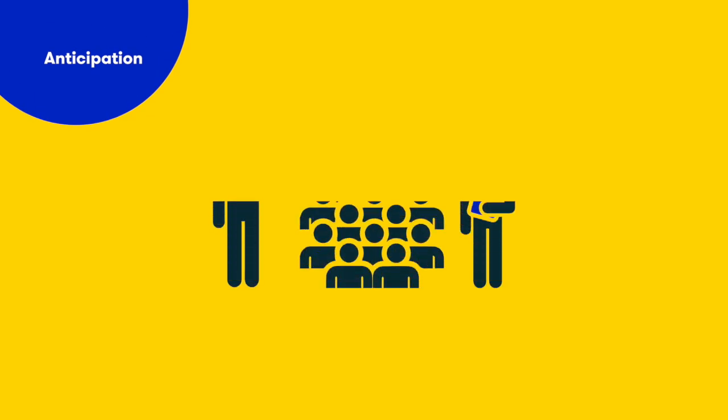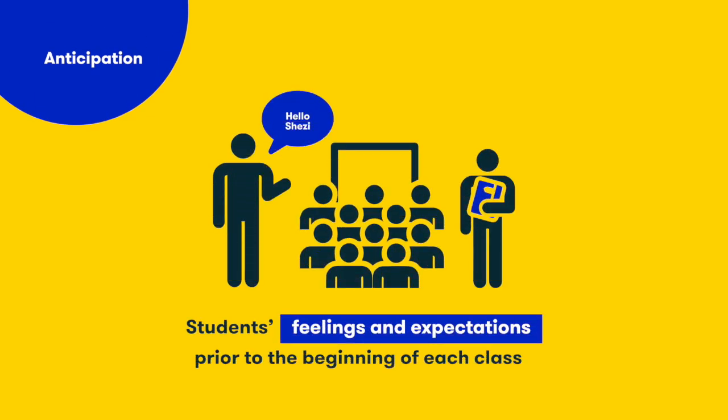The first group development stage is anticipation. This is comprised of the students' feelings and expectations prior to the beginning of each class. If you're lucky, these feelings will be ones of excitement and readiness. But more often you'll be faced with feelings of hesitancy, shyness, and disengagement. So what can you do to ensure that students are comfortable before a lesson begins?